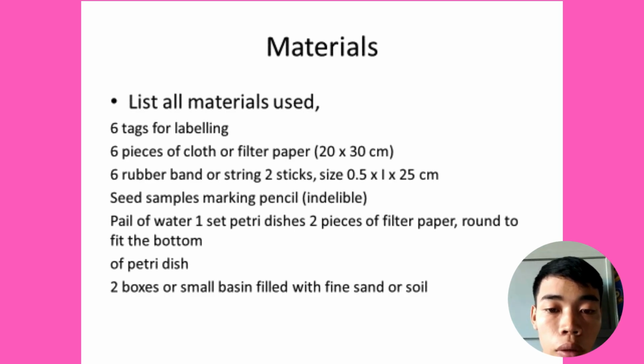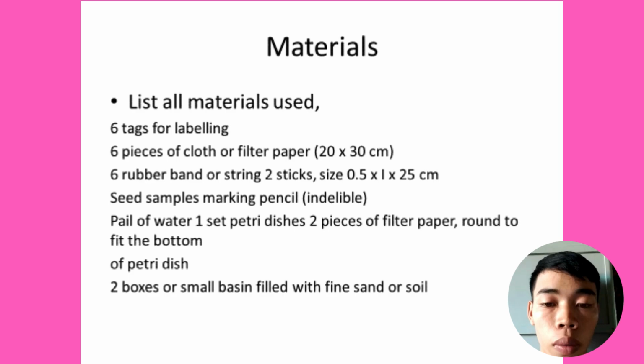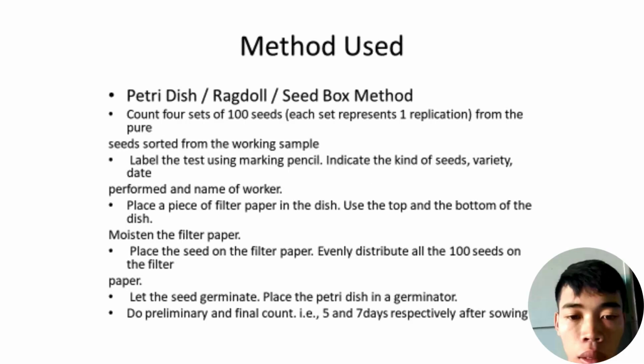Next is a pail of water, one set of petri dishes, and 2 pieces of filter paper that should cover the round petri dish, top and bottom. We also need two boxes or small basins filled with fine sand or soil. The methods that we use are the petri dish, ragdoll, and seed box methods. In this activity, we do the petri dish seed germination method.